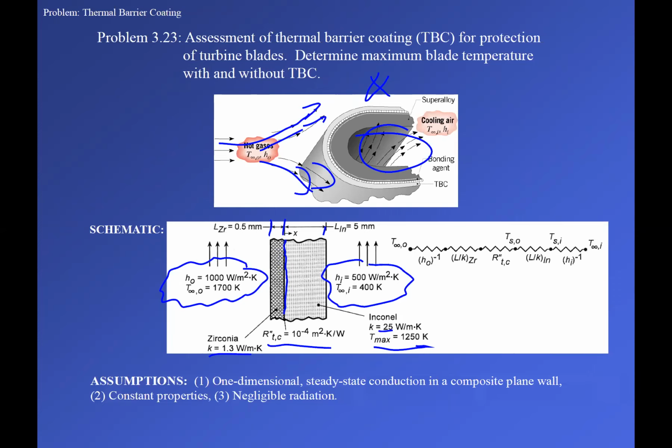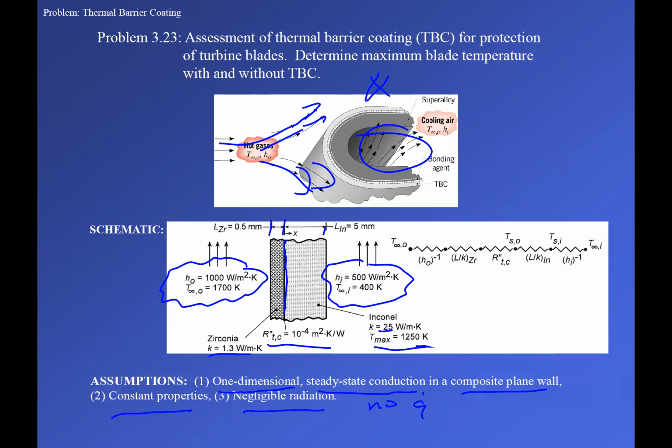All right, so if we think about what's going on, it is one-dimensional, steady state. It ends up being a composite wall because we have multiple layers, constant properties, and negligible radiation. There's also no volumetric heat generation. So if those things apply, then we can apply the equations that we have developed in our slides.